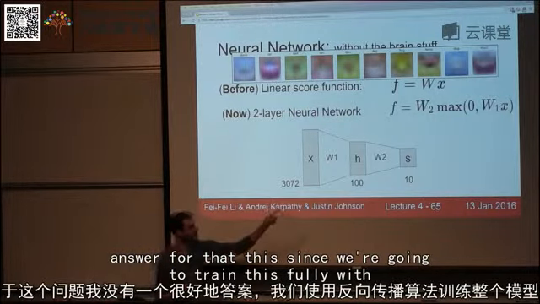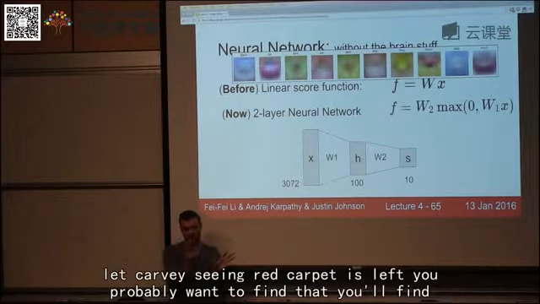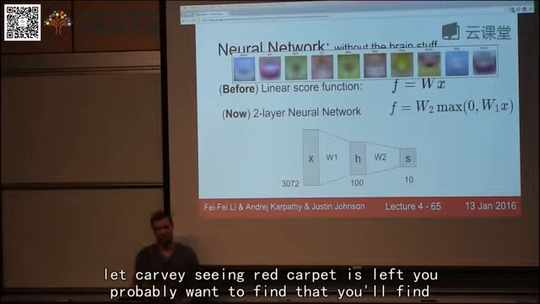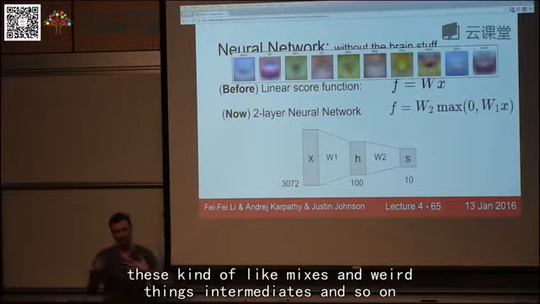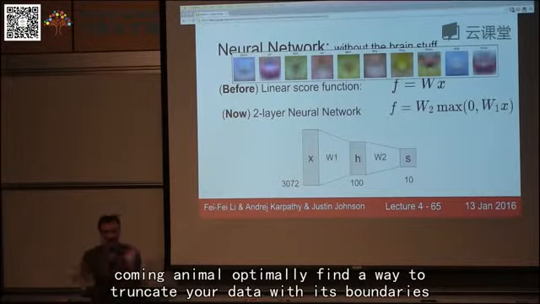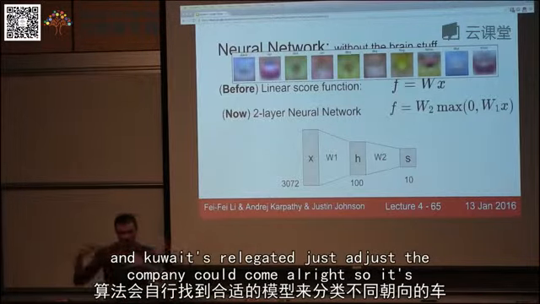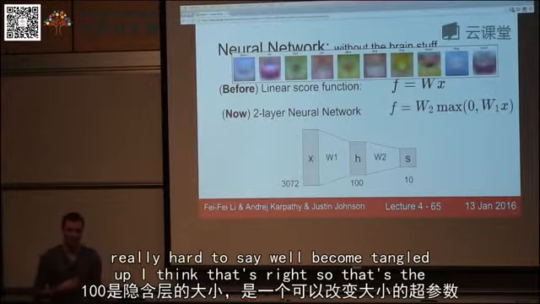Since we're going to train this fully with backpropagation, I think it's slightly naive to think that there will be an exact template for, say, a red car facing left. You probably won't find that. You'll find these kind of mixes and weird things, intermediates, and so on. So this neural network will come in and it will optimally find a way to carve up your data with its linear boundaries, and these weights will all get adjusted just to make it come out right. So it's really hard to say. It will be kind of tangled up, I think.